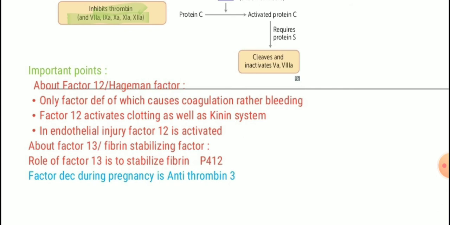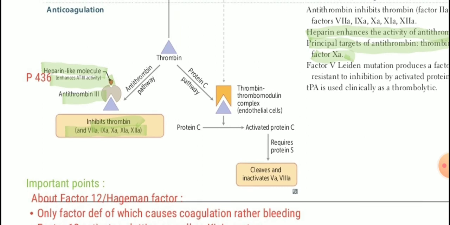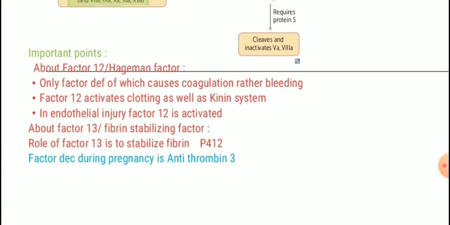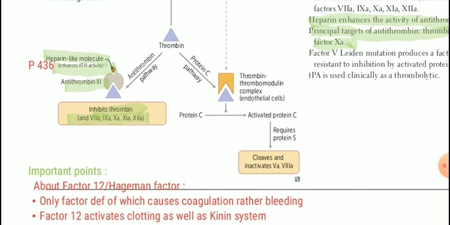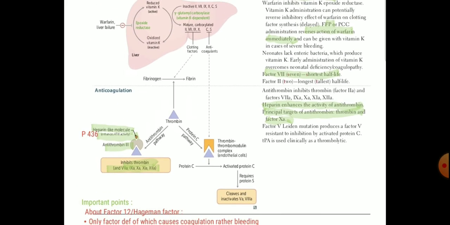The factor that decreases during pregnancy is antithrombin 3. So antithrombin 3 is decreased in pregnancy, so less thrombin is inactivated and more thrombin will be present. So pregnancy is a procoagulant state because of decreased antithrombin 3, just the opposite of what heparin does, which enhances antithrombin activity. In pregnancy the antithrombin activity is decreased. The two are opposite things. Heparin thins blood, so pregnancy causes a procoagulant state, opposite to it. So these are the very important MCQs from this page.